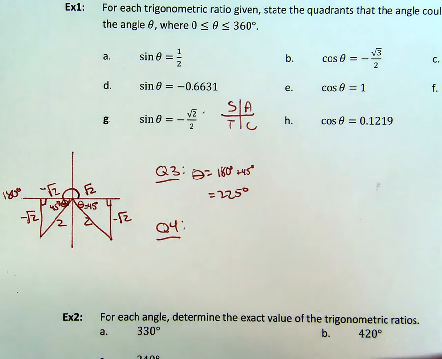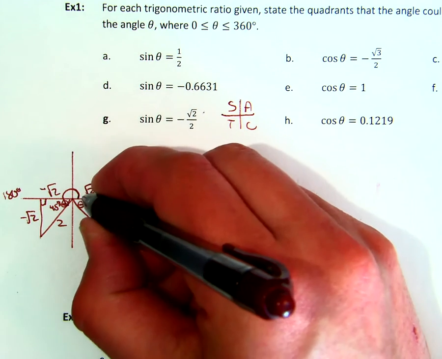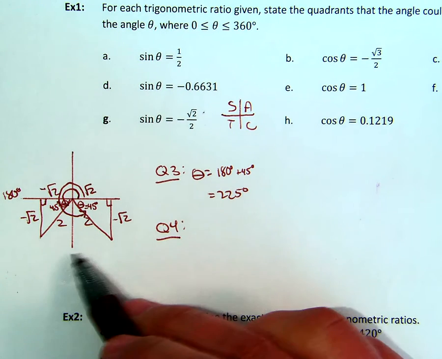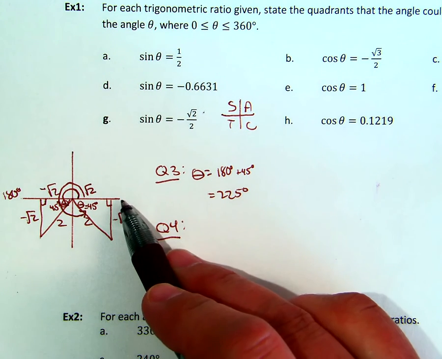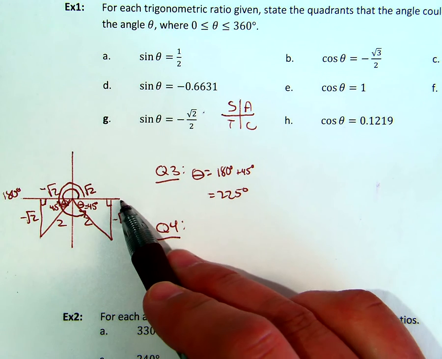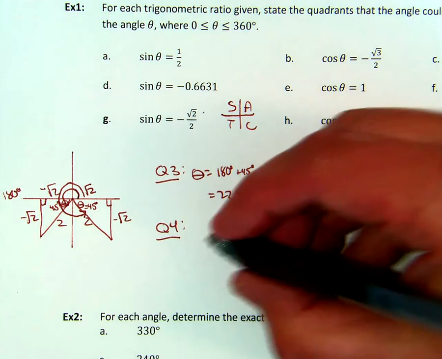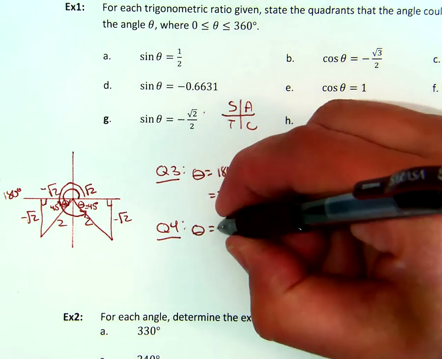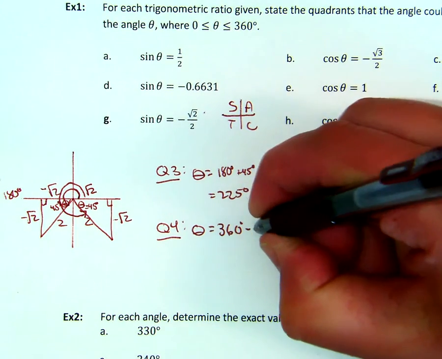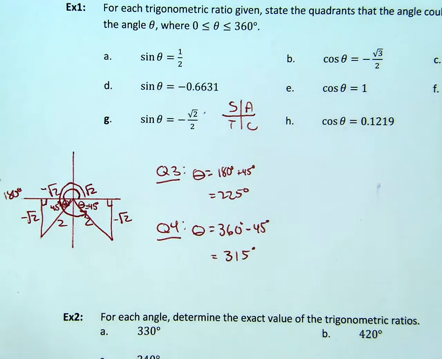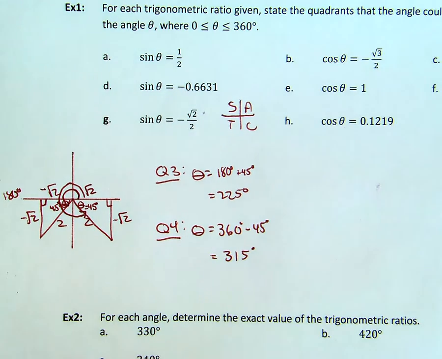For quadrant 4 it's a little bit different, so you have to go all the way around to there. I'm not going to go back to the y-axis, you always go to the x-axis. So this would be 360, and I'm going to subtract the 45, so work backwards from the 45. So my theta here would be 360 degrees minus 45 degrees, which is 315 degrees. So two answers, one in quadrant 3, one in quadrant 4, 225 degrees or 315 degrees.